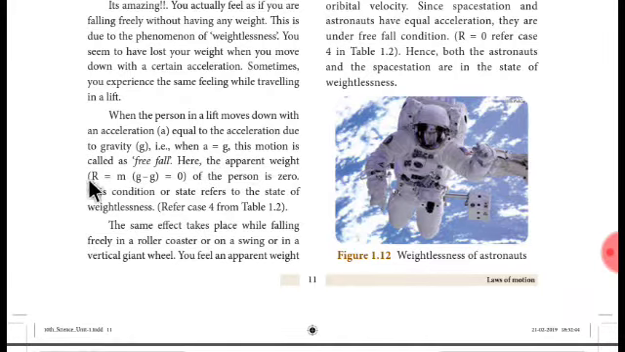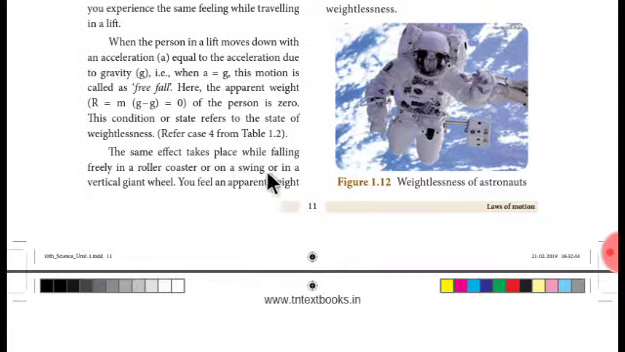Here the apparent weight R, that is apparent weight, we know, is equal to m into g minus g, which is equal to 0. So the apparent weight is 0, and this condition is called weightlessness. So this state refers to the state of weightlessness. Okay, this paragraph is totally a definition paragraph, you must remember that.